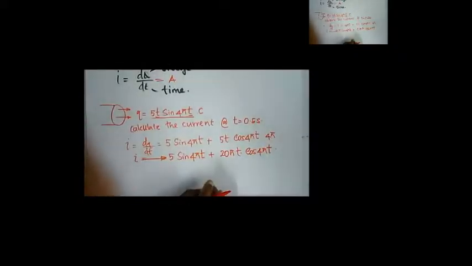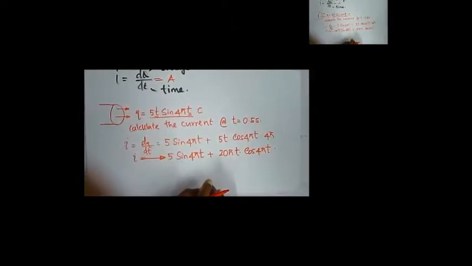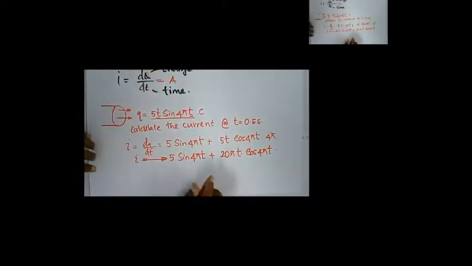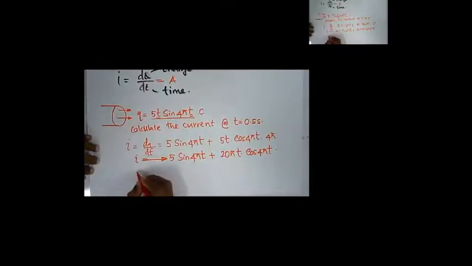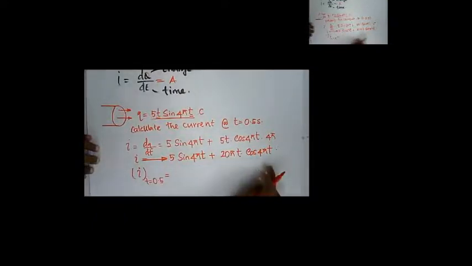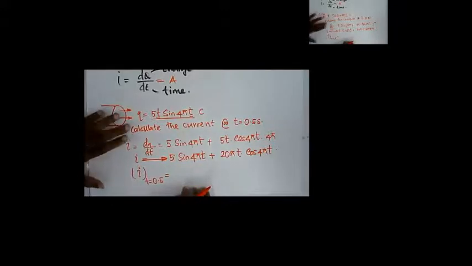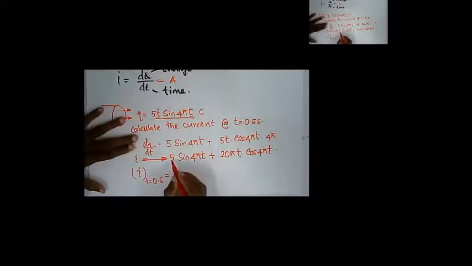Now the next step is simple. You need to substitute t equals 0.5 in this equation, to find I at t equals 0.5.